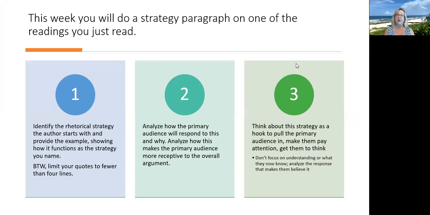So this week, you are going to write another strategy paragraph on one of the readings you just read. I gave you a long list of personal essays that touch on American values, and you write one strategy paragraph. I want you to choose the strategy that the author opens with. Think of it as a hook to pull the audience in, to capture the audience's attention. And so I mentioned that McBride opens with a hypothetical narrative, it's his nightmare, and he tells that story, and that's how he opens.